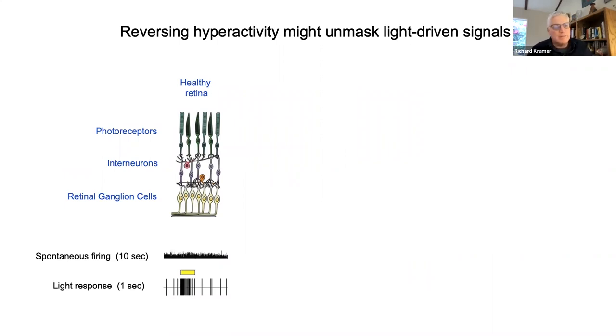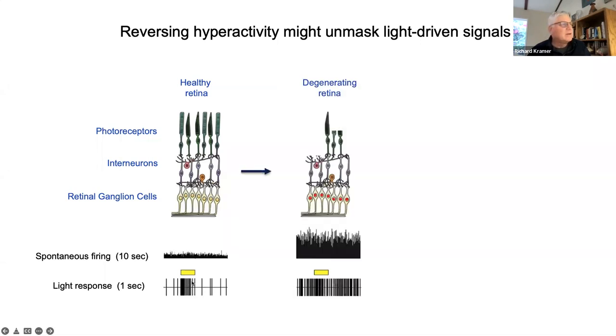And this is an illustration of that, maybe more explicitly. Here's a healthy retina. Here's a bar of light that you shine on the retina. And here's a recording from one retinal ganglion cell. There's some spontaneous activity, but you can clearly see the light response above that activity in this retinal ganglion cell. But in a degenerated retina, where you have fewer photoreceptors, you also have this higher level of background activity. And now that background activity can obscure the light response.